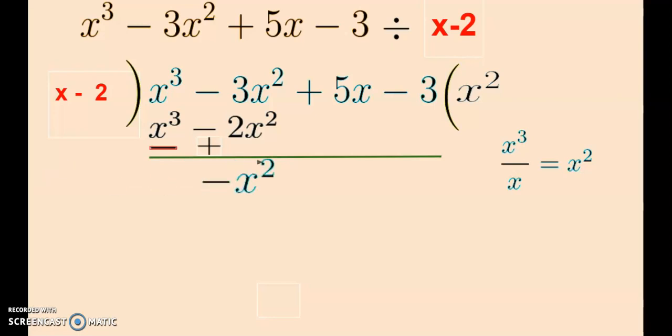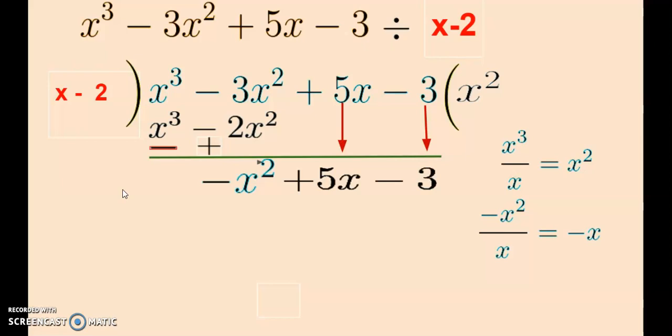Now the next task is to write plus 5x and minus 3, the remaining part of this polynomial, just beside minus x square. Now again repeat the same procedure, children. What to write in the quotient part can be found by dividing the first term of minus x square plus 5x minus 3 by the first term of our divisor. So minus x square by x gives us minus x, and we write this in the quotient part next to x square. So we got it as minus x.